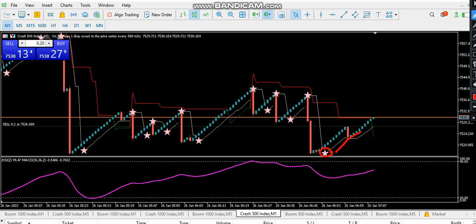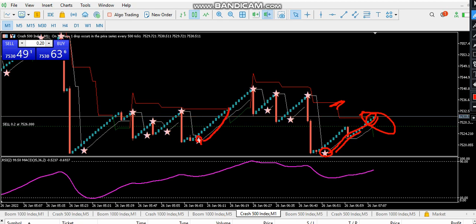Where is your exit? Your exit is where the market is now, so you'd have taken profit. If you had entered there, you'd have taken your profit here. Once the market touches this red line you are seeing here, you close your trade. Highly scalping technology. Look here: after the spike, the star appeared here, you entered your trade. The moment the market touches this red line, you close your trade. You understand me? You close your trade.